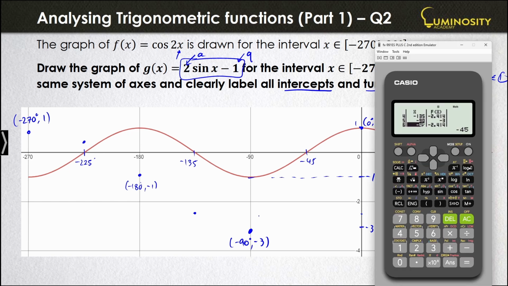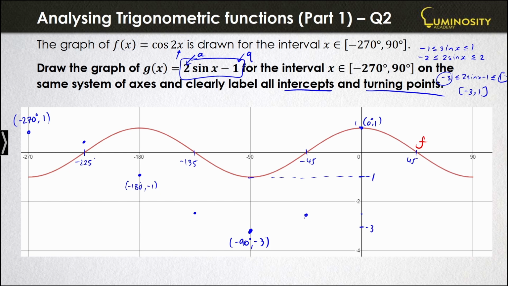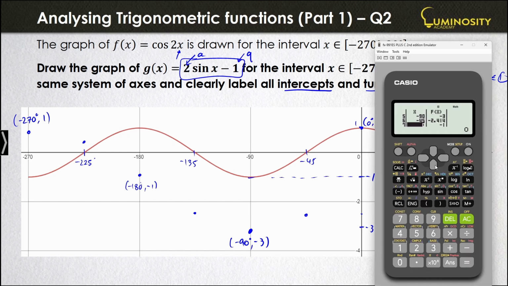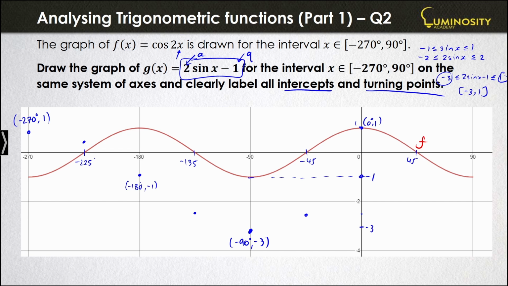At negative 45 degrees, we get the same symmetry going on here, so negative 2.414. At 0 degrees, it is negative 1, and that's a y-intercept. At 45 degrees, it is just under half. Okay, and that's an endpoint, so I would put it there. 45 degrees, 0.41 to 2 decimal places. Okay, so if I go ahead and sketch this graph now, it's going to look something like this.